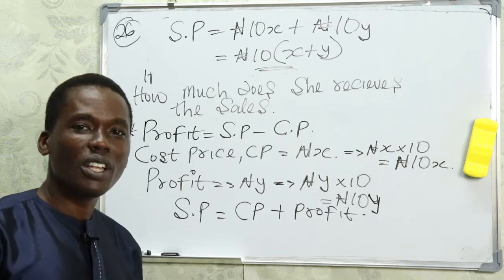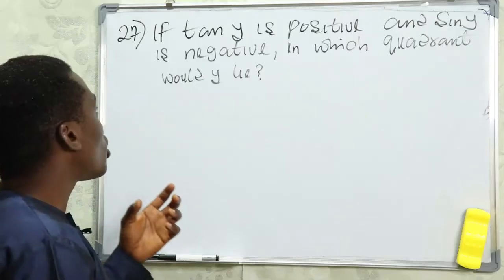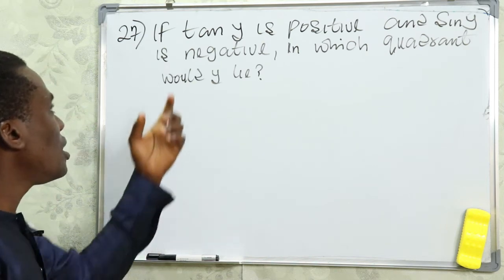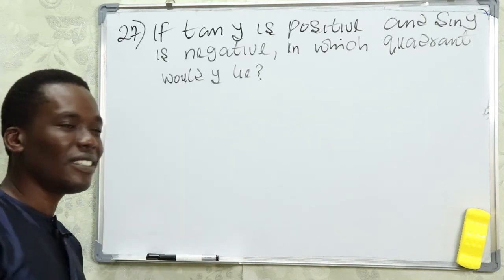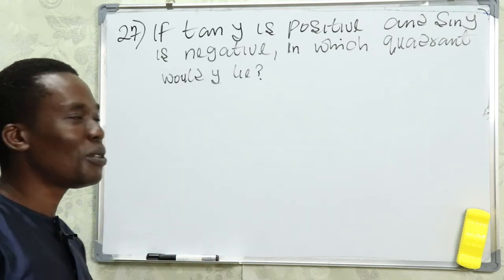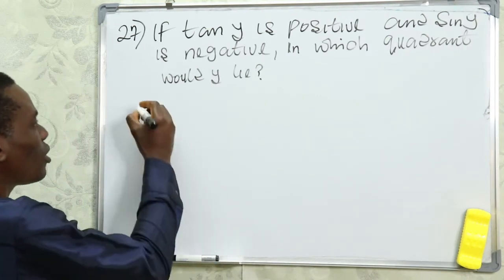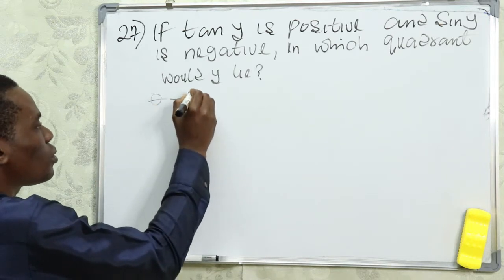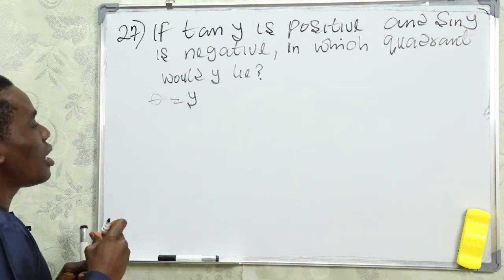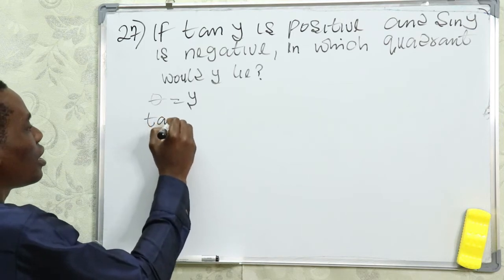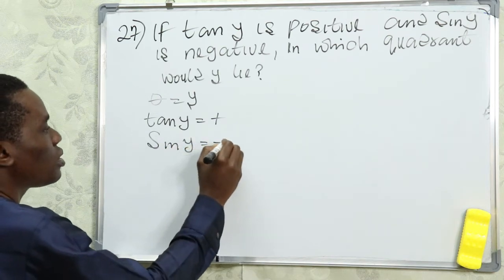Now let's look at question number 27. It says if tan y is positive and sin y is negative, in which quadrant would y lie? This is a question under trigonometry, and we're going to consider the quadrant of each of these angles. Now we are told that theta is equal to y, and we are told that tan of y is positive, and the sine of y is negative.